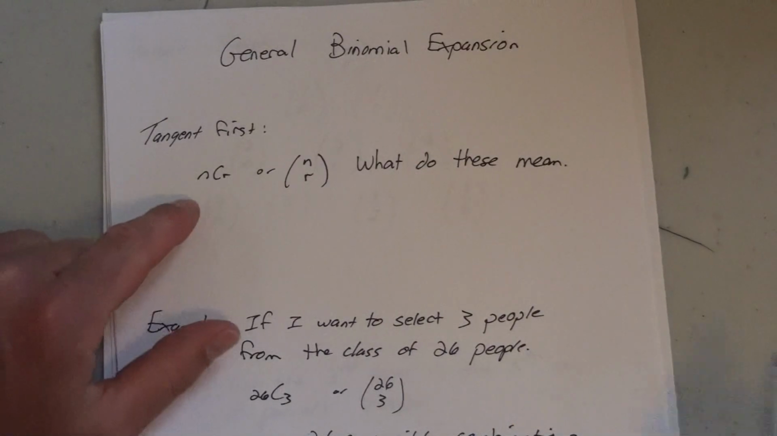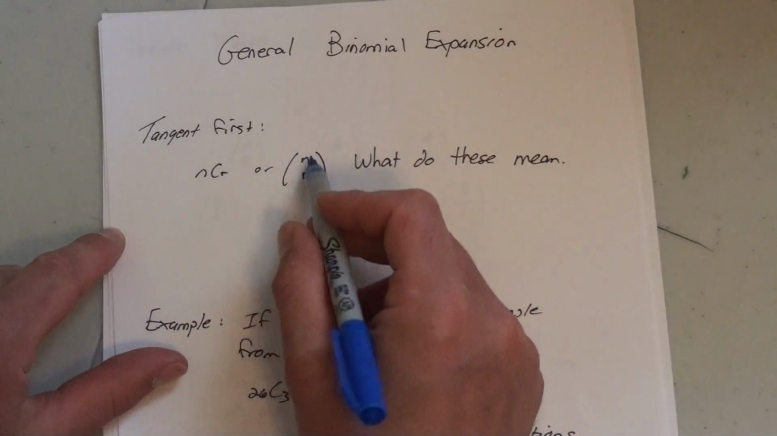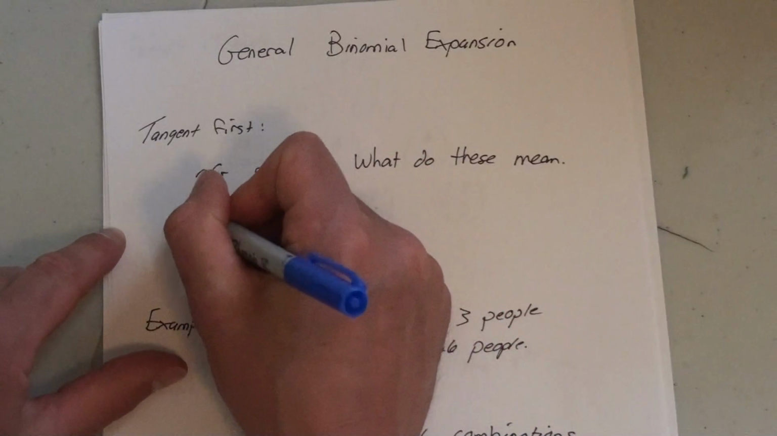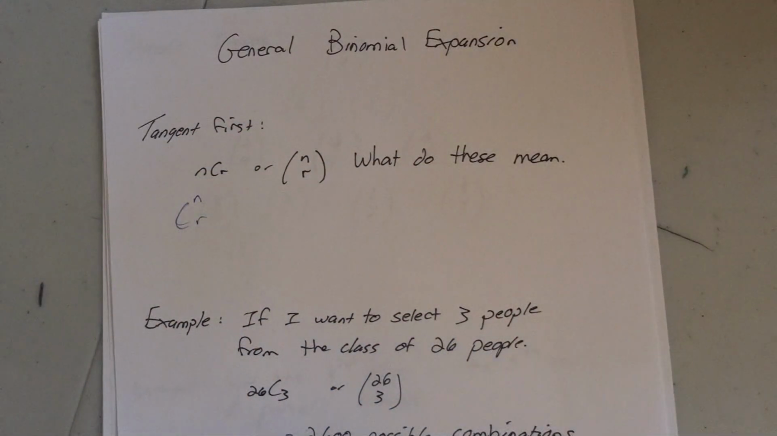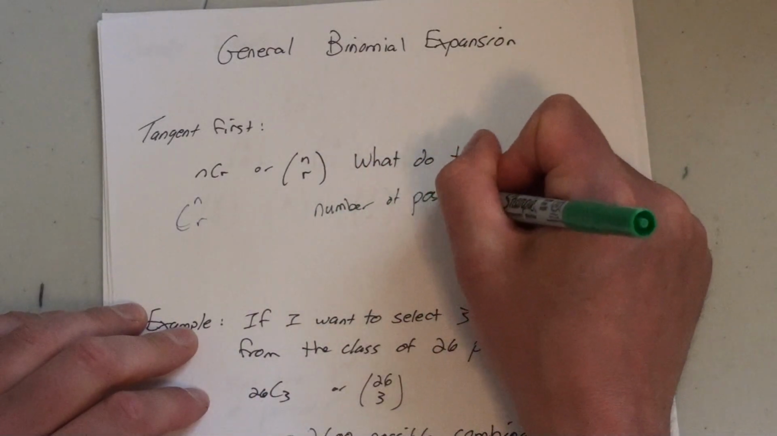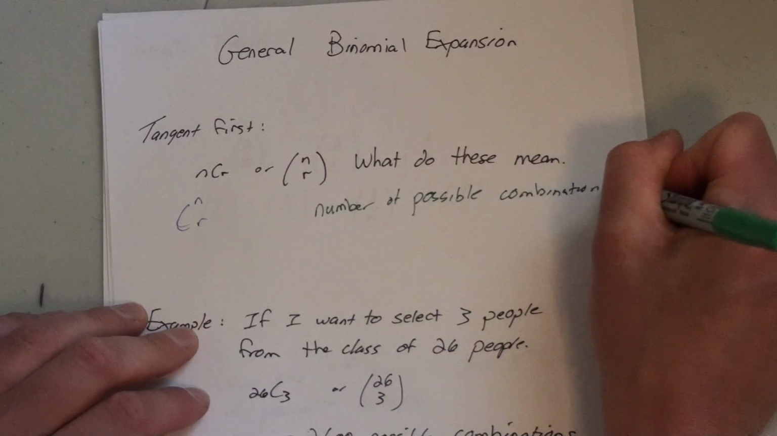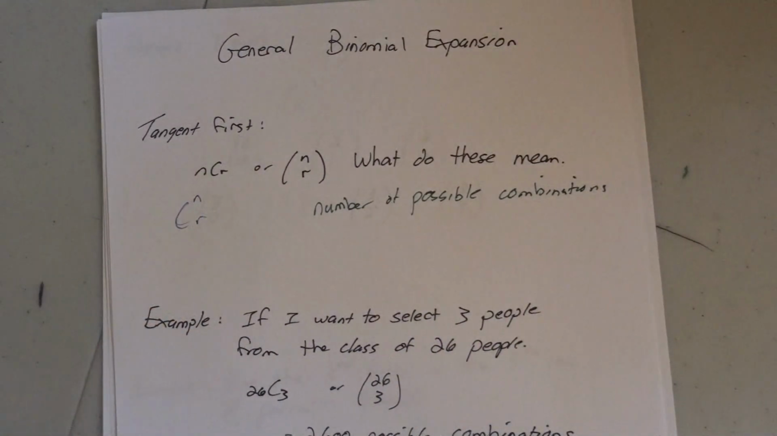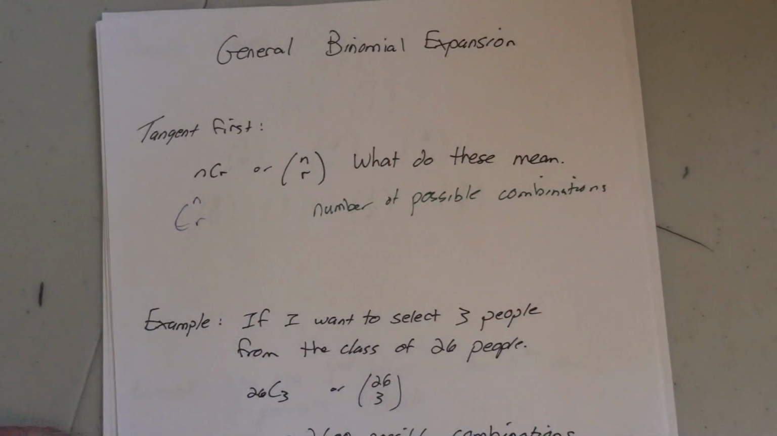There are buttons on the calculator that will either look like nCr, or it might look like this with the n over r in brackets, or it could look like C and r, something like that, okay? And what does that mean? Well, that means the number of possible combinations, okay? So, for example, how many different ways can I order things?